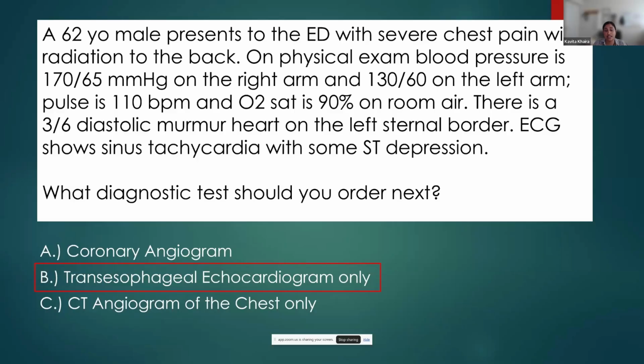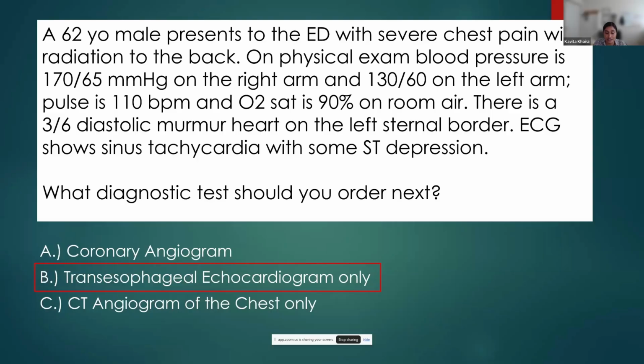If you just do a CT angiogram of the chest, yes, you're going to diagnose the aortic dissection, but you're going to miss any valvular disease. So really the answer, if you have to do just one study, would be a transesophageal echocardiogram because that would allow you to see the ascending aortic dissection as well as characterize the aortic regurgitation, and that's going to have surgical implications.